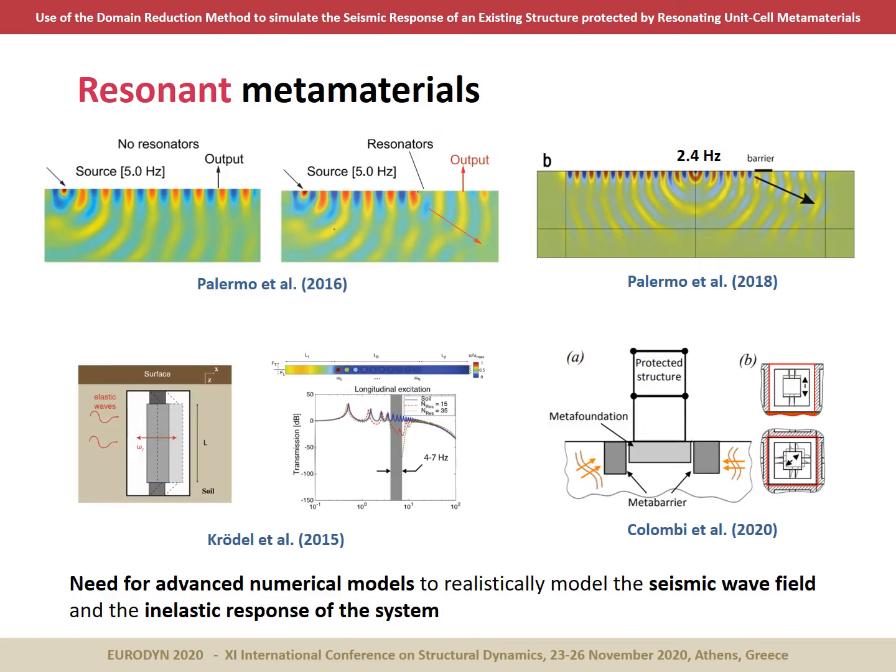However, most of the studies that have been published in this field are mainly elaborating on the interaction between the resonant metamaterials and the incoming surface Rayleigh waves, and only a few of those studies have considered the other critical seismic wave component, which is the vertically propagating shear waves that excite the structure from below, like this study from Colombia et al. But even in this case, both the structure and the soil and the interaction between them has been modeled elastically, which is good as a first approach of the problem.